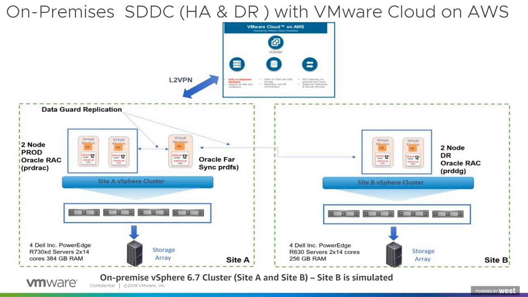Oracle RAC on premises requires the shared VMDKs to be deployed with the multi-writer attribute, and it has to be provisioned as eager zeroed thick as per KB article 2121181. The current restriction of the multi-writer attribute is to disallow storage vMotion.